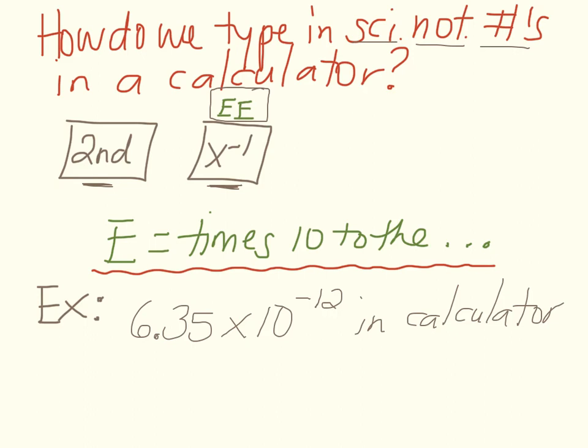So I have an example of a number that you could be given, 6.35 times 10 to the negative 12. If you were going to type that in your calculator, you would type in 6.35, so that's not going to change, but instead of typing all of this mess in, we're going to type in the e, so second, and then the button above the 7, and then all we have to do is fill in what the exponent is after that.